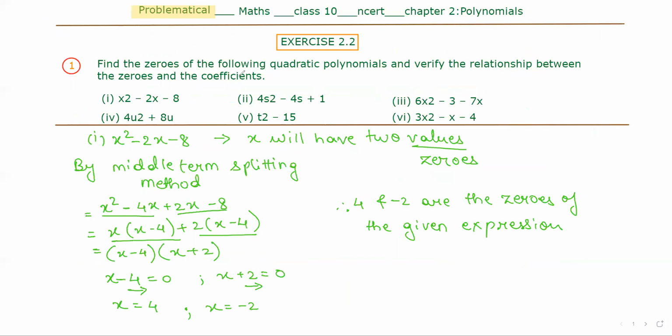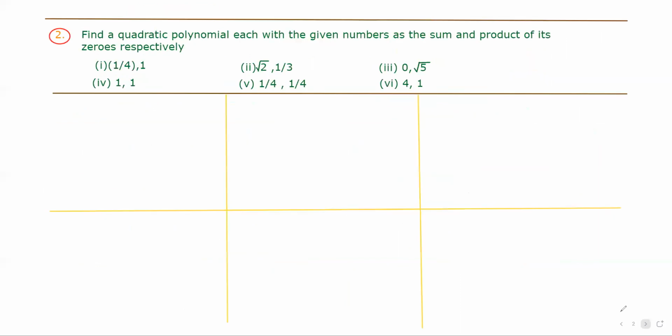This was the end of the first question where we solved every part. Let me know if you have not understood anything. I can re-explain it to you in the next class or so.